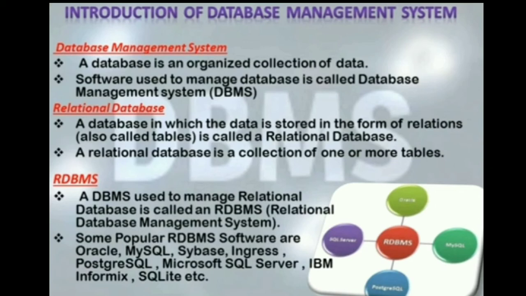So what can we say about a database management system? It is software used to manage a database, and it is called a database management system. Students, so let's move towards the relational database. A database in which the data is stored in the form of relations, means in the form of tables, is called a relational database. Students, you can consider a database as a container, and in that container we have lots of tables, so we can say that this database is known as a relational database. A relational database is a collection of one or more tables. This relational database management system, in short we call it RDBMS.